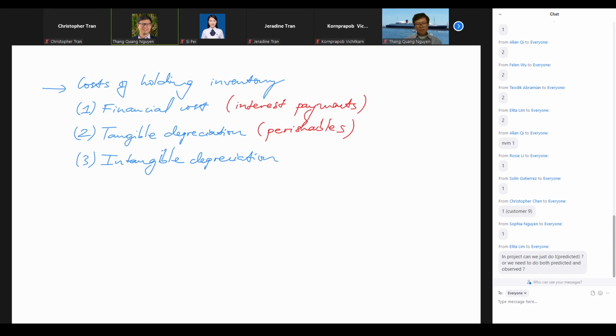Right? Intangible means the items stay exactly the same physically, but the value goes down. And when the value goes down, we cannot sell that at the original price. So we lose money right there, right? It costs us if we hold on to the inventory.